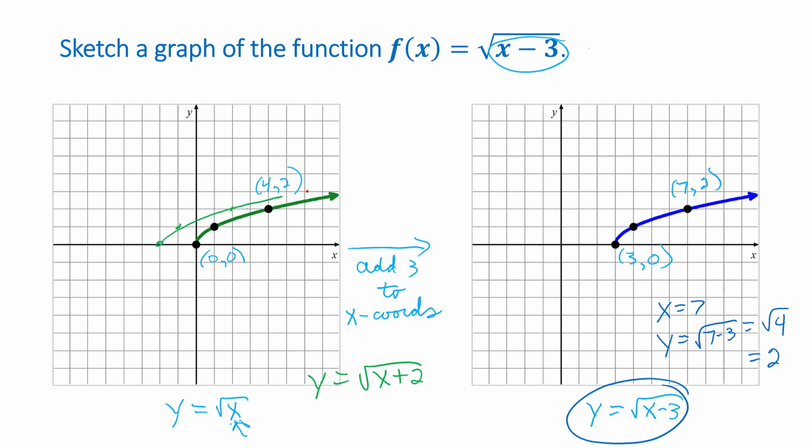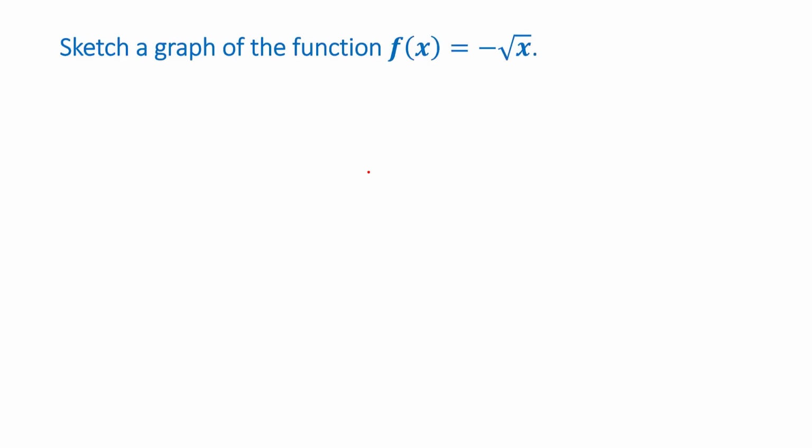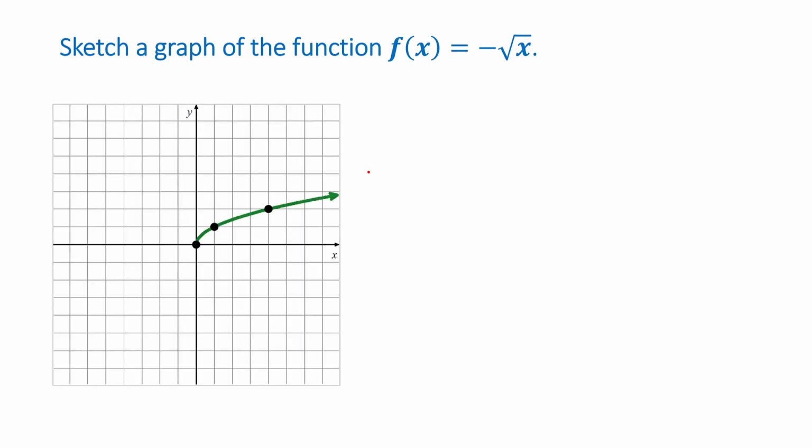And something like so. So this would be the graph of y equals square root of x plus 2. Okay, let's move on to vertical reflections. These are transformations that reflect a graph across the x-axis. And let's begin with sketching the graph of the function f of x equals negative square root x. We can see that we want to again start with the parent function, y equals square root x here.